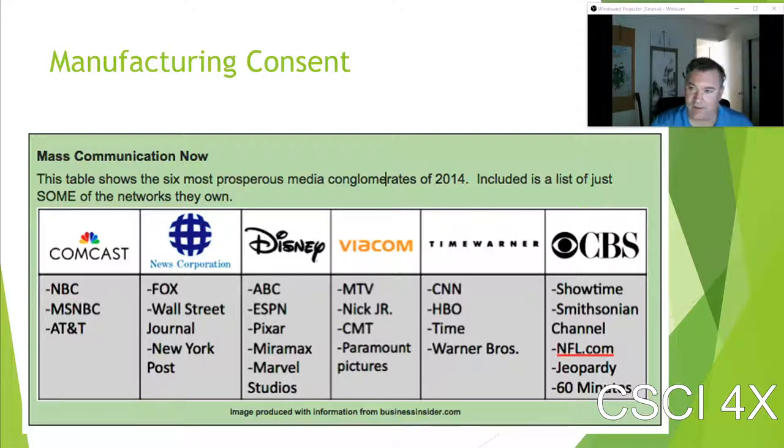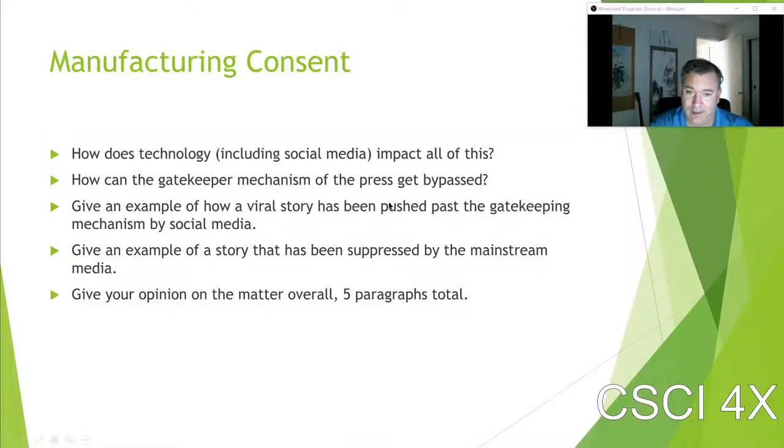So Disney owns ESPN, Pixar, Marvel Studios, Miramax Movie Studios, ABC. So you think ABC is going to run a story contrary to, I don't know, somebody protesting the latest Marvel movie for some reason? ABC will tend to filter it. News Corporation owns Fox, Wall Street Journal, New York Post, Comcast, NBC, MSNBC, My Internet Company. These news outlets are part of a large corporate structure. There's not a whole lot of independent media.